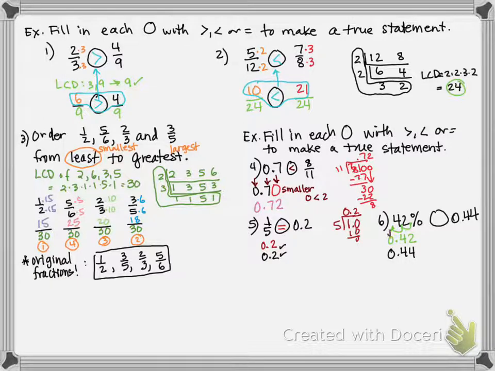So ones column, they both say 0. Tenths column, they both say 4. Here's where we find a difference. So notice 2, he's less than 4. So that means 42% is less than 0.44 or 44 hundredths. All right, there you go, guys.